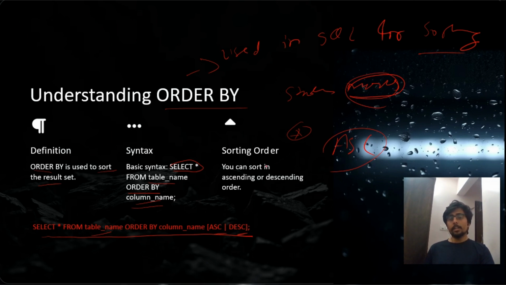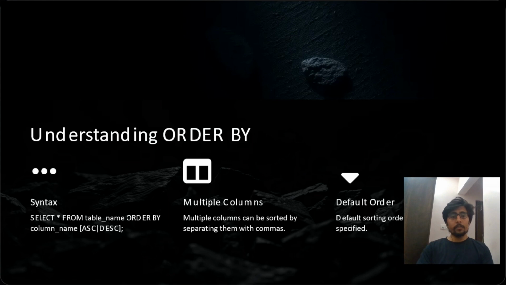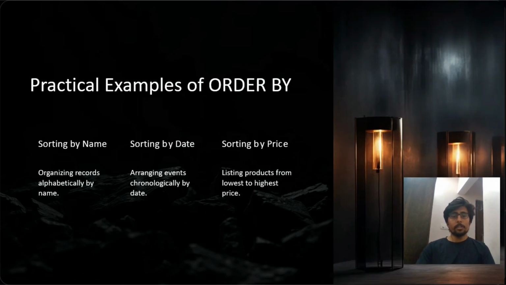You can put that over here. If you're writing ASC, it basically means ascending order. It will increase from lower marks to higher marks. If it is descending, it goes from higher marks to lower marks. I think we have already covered the syntax, so let's come to the practical examples of ORDER BY.